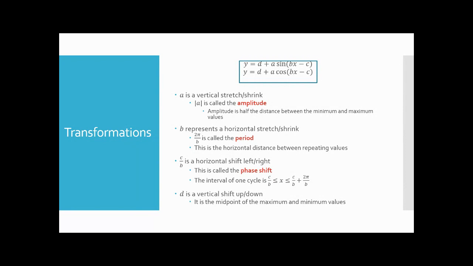Now the last part is d. So d is a vertical shift up or down. Just like with regular transformations, if you add a value to your function, it moves it up or down. When we have trig functions, that is usually considered the midpoint of the maximum and minimum values, because a trig function is basically centered at 0, and then you have a max and a min, the value of the amplitude above and below. So if it's shifted up 5, your new center point is going to be 5, but you're going to have values above 5 and below 5 based off of that amplitude.